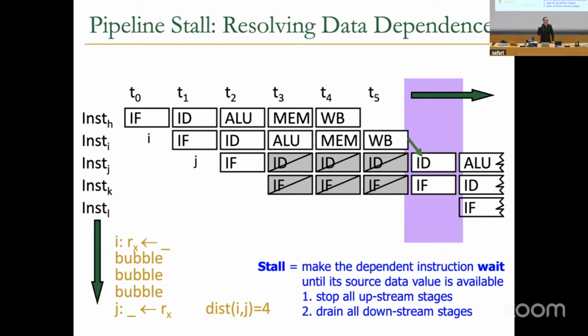You handle a long latency memory operation or long latency operation the same way. If an instruction needs to wait in the memory stage, you wait, meaning stall all upstream stages and drain downstream stages. And whenever the memory returns the results, you move on, okay? So it's a very general way of handling disruptions in the pipeline.